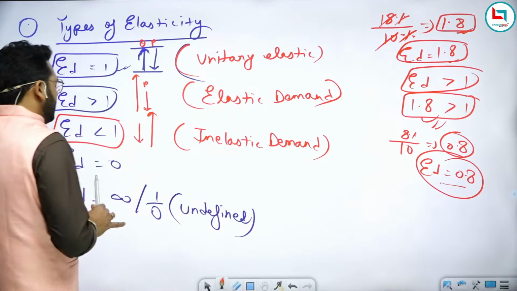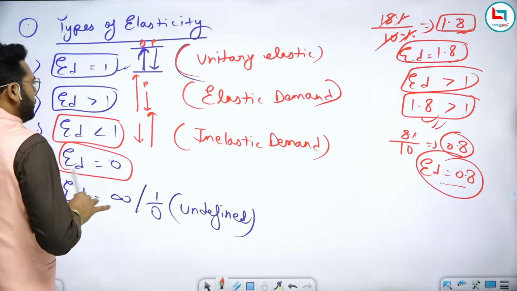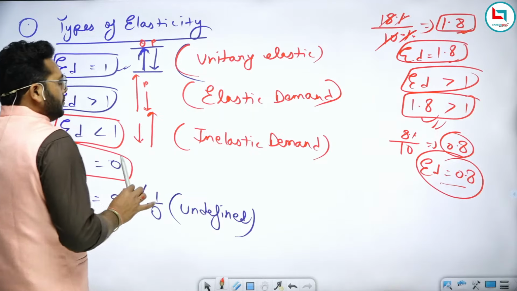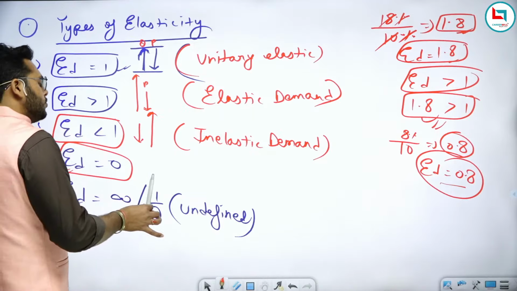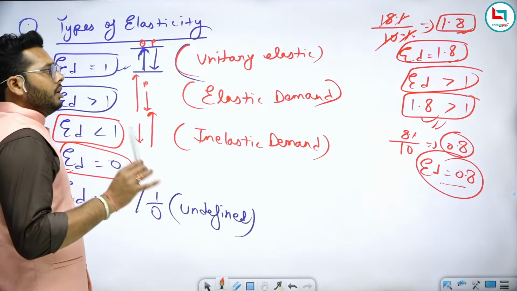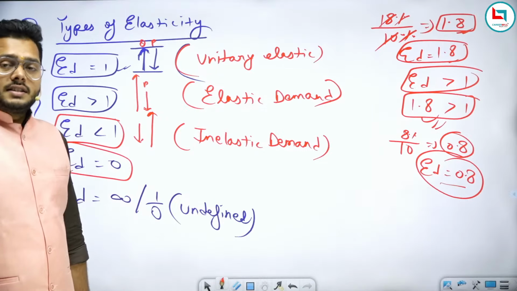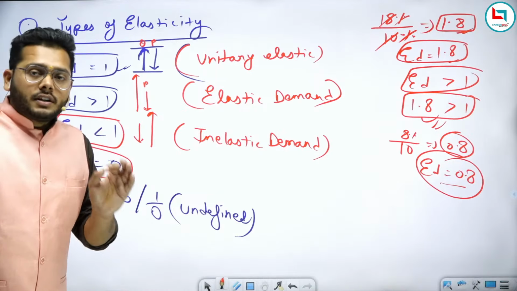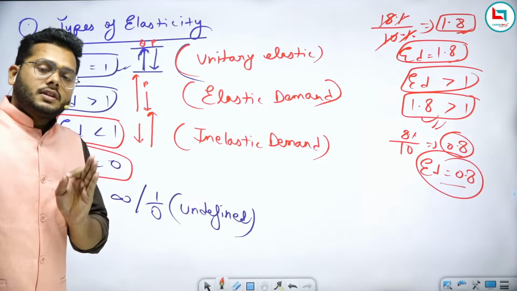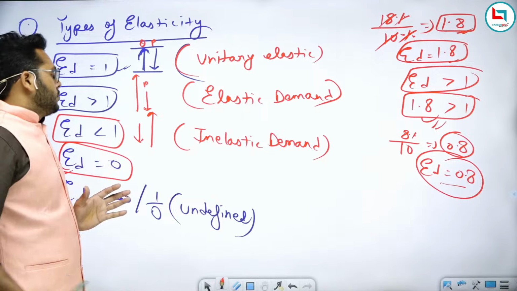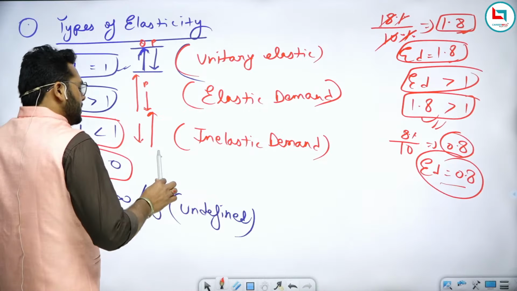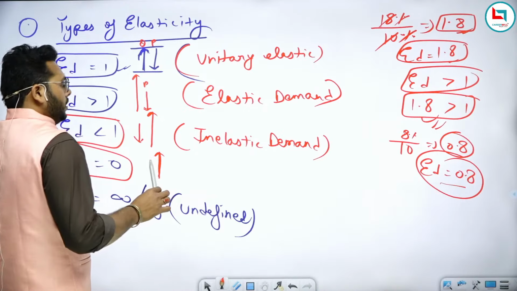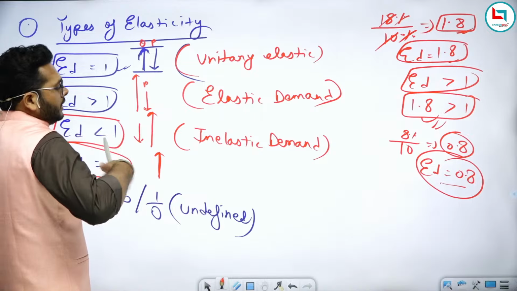Now you have ED equals 0. What does it mean? What is it actually showing? ED equal to 0 means what? After a change in the price, there is no change in demand. So if there is a change in the price, it means what? Demand is never just increasing, never just decreasing.